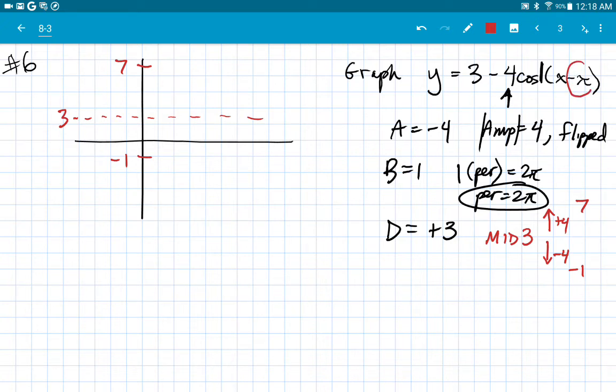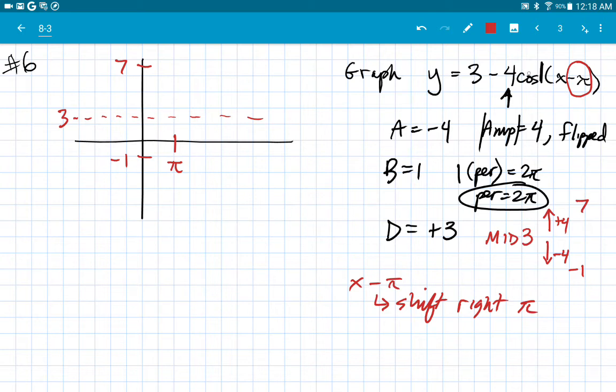Oh, this was pretty important. X minus pi. That tells us that it's going to shift right pi. Okay, so that's pretty important. So we're shifting right pi. Well, if I shift right pi, then let's just say that right here is where my graph starts. I shift right pi. Okay.